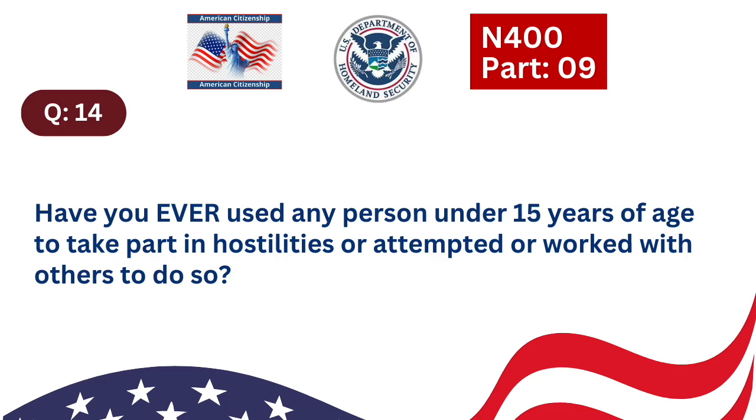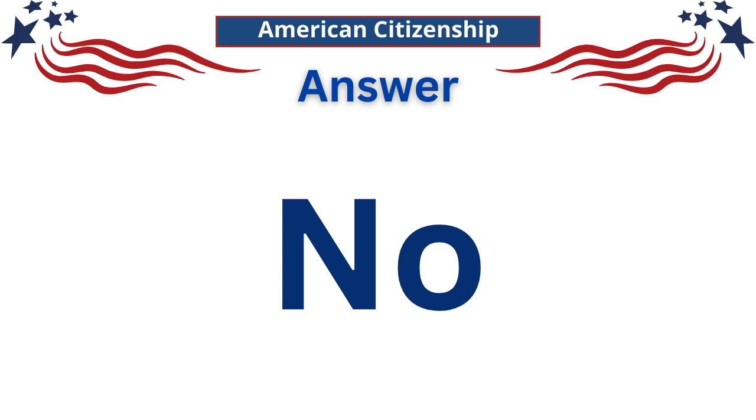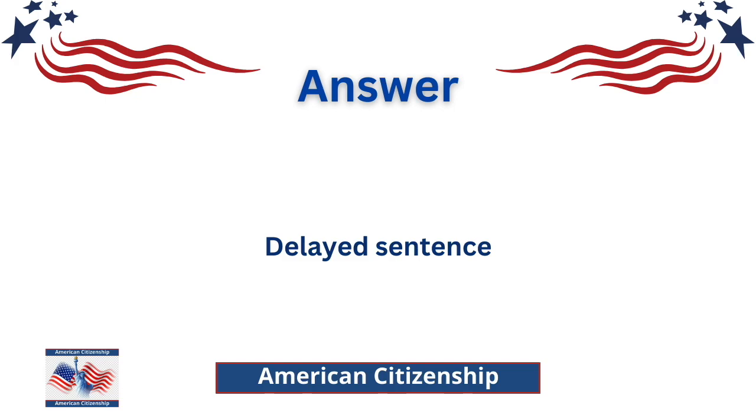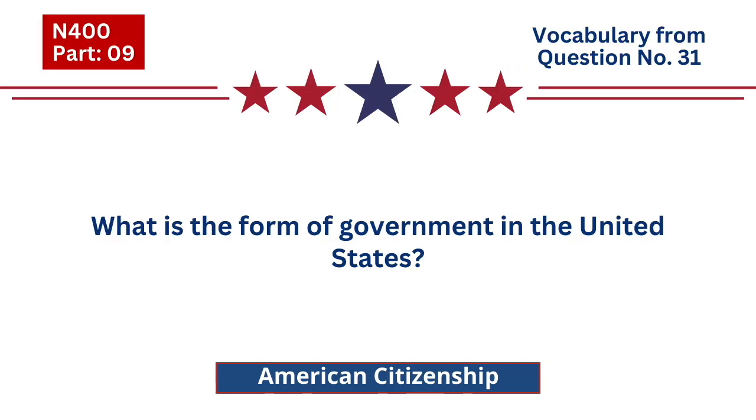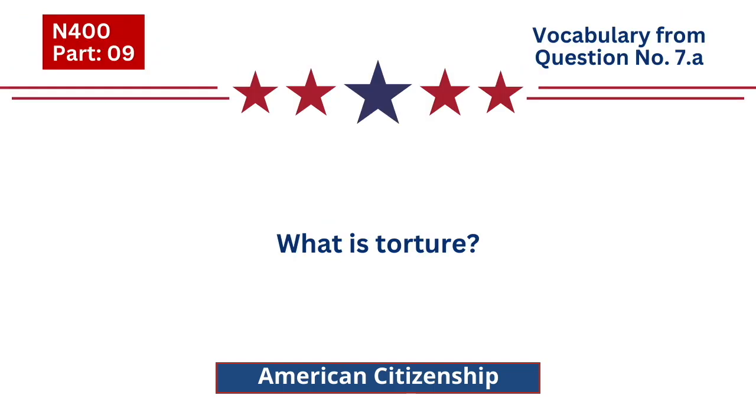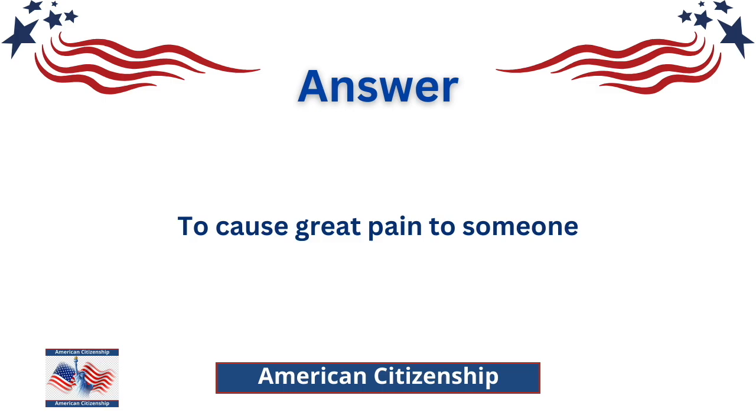Have you ever used any person under 15 years of age to take part in hostilities, or attempted, or worked with others to do so? No. What is suspended sentence? Delayed sentence. What is the form of government in the United States? Republic. What is torture? To cause great pain to someone.